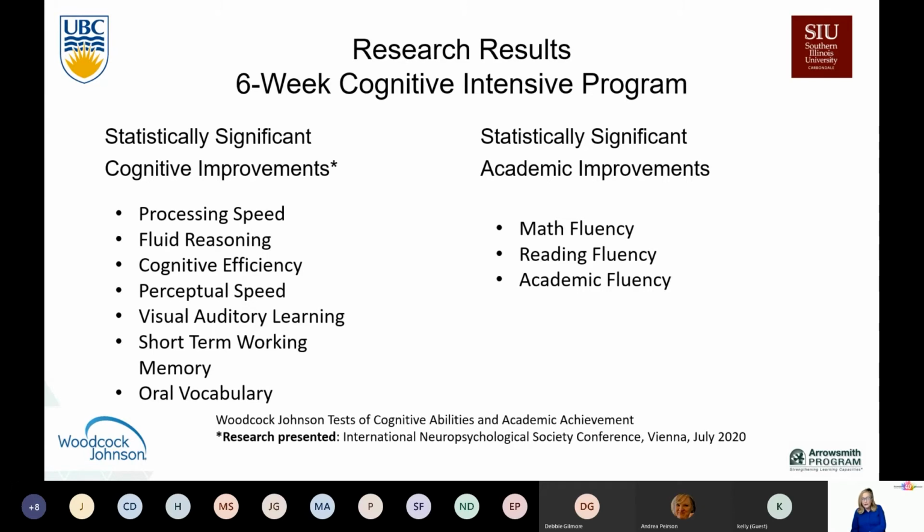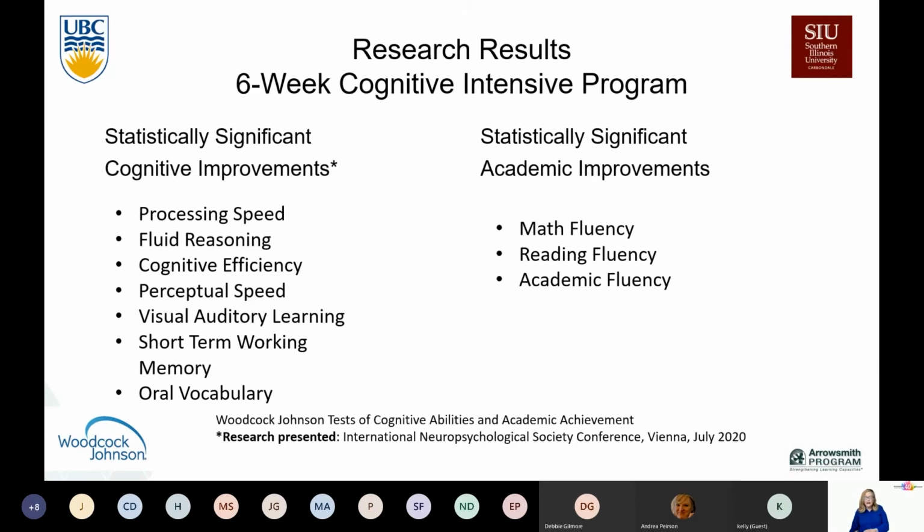And what we're seeing in the cognitive improvements, so the brain is changing, which is leading to significant cognitive improvements. They're seeing processing speed is changing, so that quick ability to process and understand, fluid reasoning, cognitive efficiency, which again we're seeing in the brain, perceptual speed, visual auditory learning, short-term working memory, and oral vocabulary. So all of these cognitive abilities improve significantly over the 6-week cognitive intensive program, which makes sense.